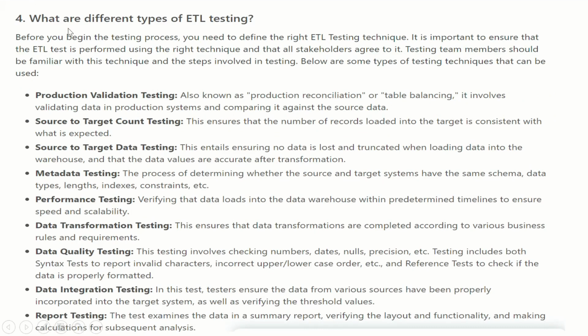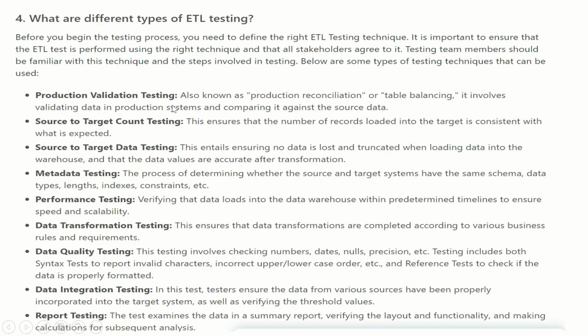So the next question will be, what are the different types of ETL testing? Before you begin the testing process, you need to define the right ETL testing technique. It is important to ensure that the ETL test is performed using the right technique and that all stakeholders agree to it. Testing team members should be familiar with this technique and the steps involved in testing. Below are some types of testing techniques that can be used.